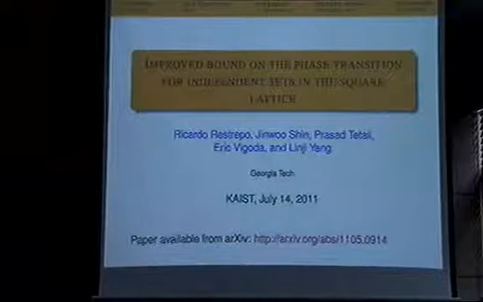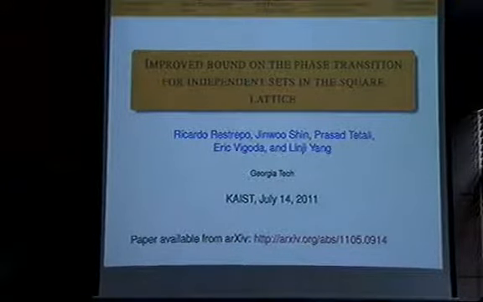I should have said at the beginning, these guys, everybody's at Georgia Tech. Ricardo and Linji are PhD students, and Jin Wu is a postdoc, who I think is coming here soon to give a talk later this month.